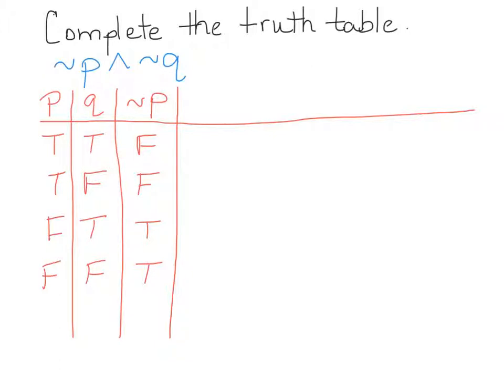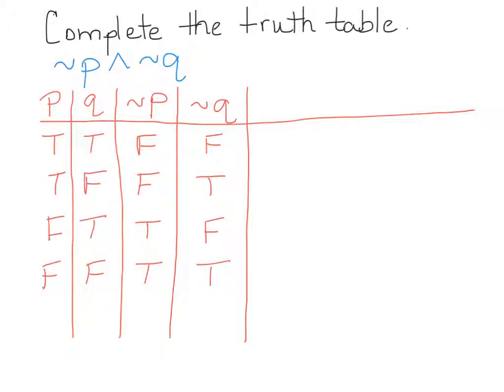If I also do the same thing for not Q, I need that. I'm looking at the Q column. Q column says true, then not true is going to be false. Not false is true. Not true is false. Not false is true.